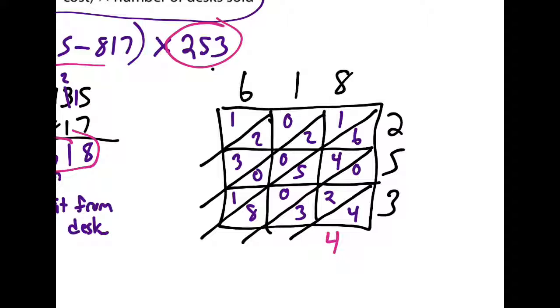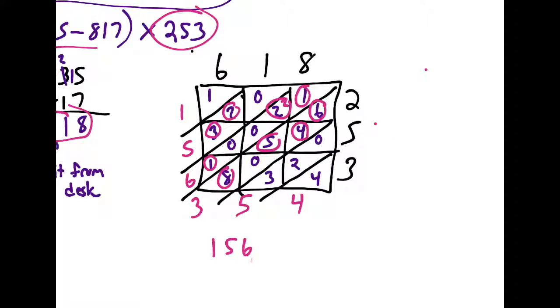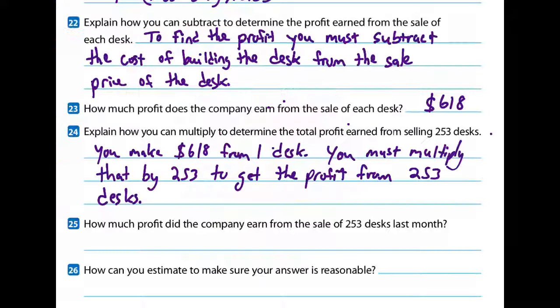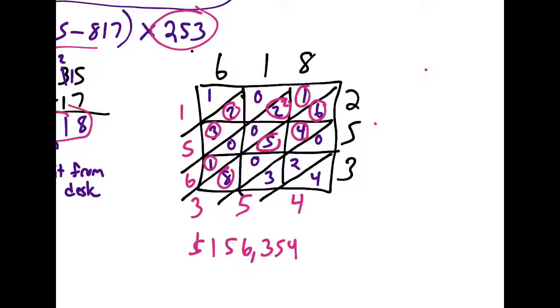Add them up. 4, 3, 2, 0 is 5, 8, 12, 18, 19, 20, 21, 22, 23. Write the 3, carry the 2. 2 and 2 is 4, 5, 6. 2 and 3 is 5, and 1. So my answer is $156,354. That's their total profit. So if you messed up your multiplication anywhere, pause this video and make your corrections now. Okay. Let's write that down. What was it? 156,354.